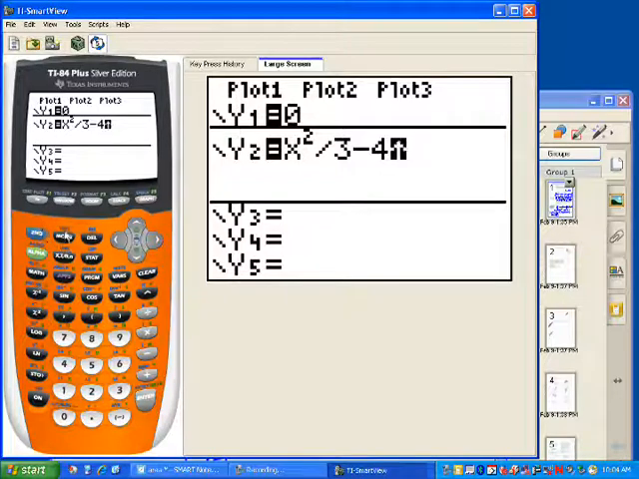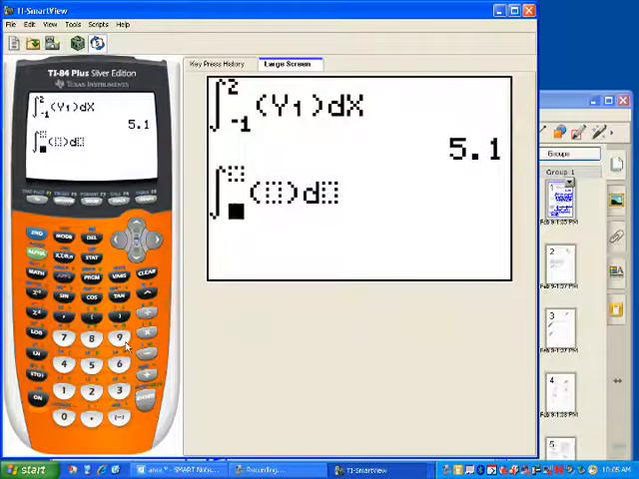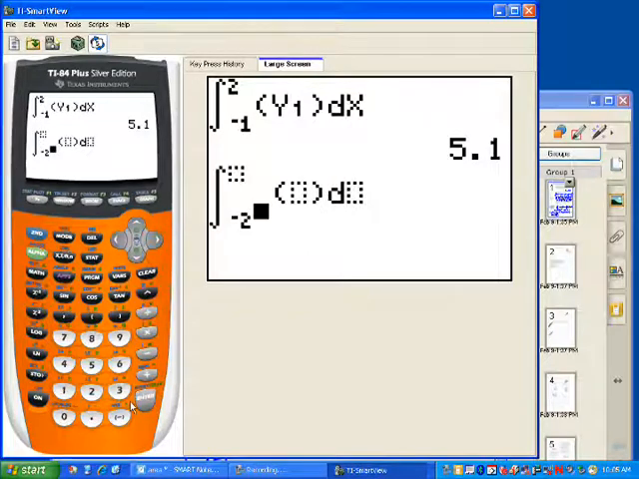Okay, and then second quit out of there, and math 9 again. And my limits of integration. Okay, right there you can put in top minus bottom. In other words, y1, which was our top, minus y2, which was our bottom.